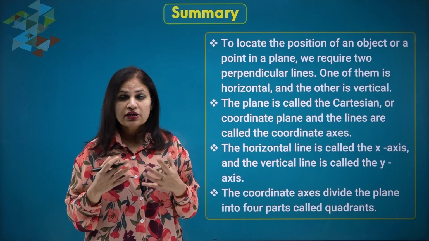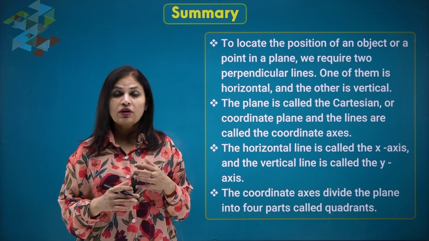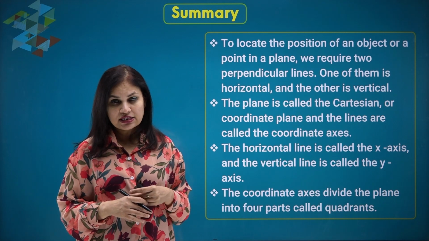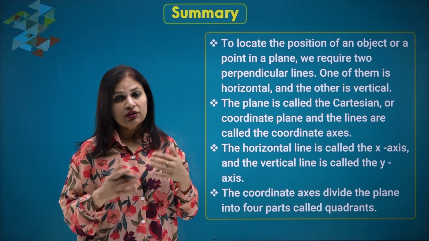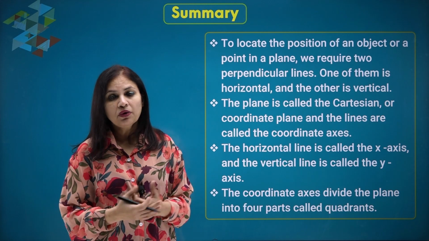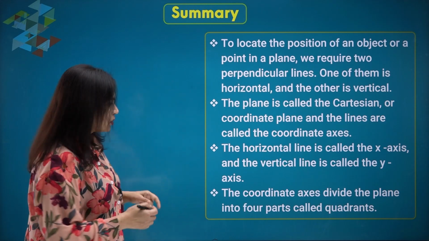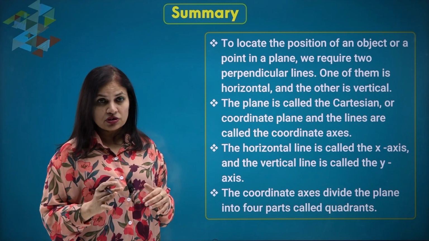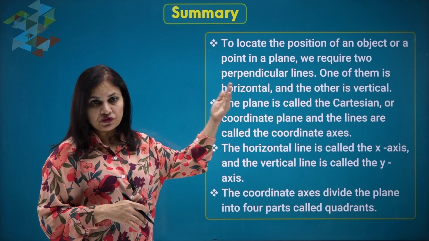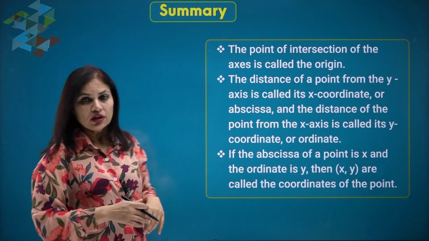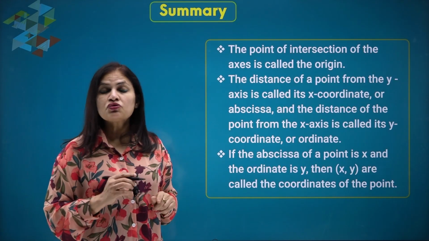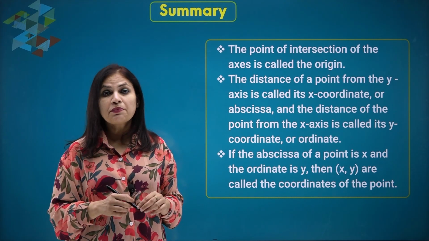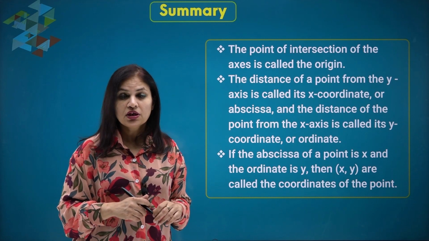The plane is called the Cartesian or the coordinate plane and the lines are called the coordinate axes. Axes is the plural of axis. The horizontal line is called the x-axis and the vertical is known as the y-axis. The coordinate axes divide the Cartesian plane into 4 quadrants or regions, starting in an anti-clockwise direction: first, second, third and fourth. The point of intersection of the two axes, that is the y-axis and the x-axis, is the point 0, which is called the origin.